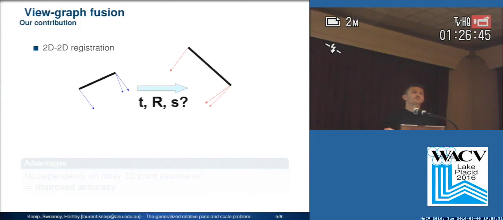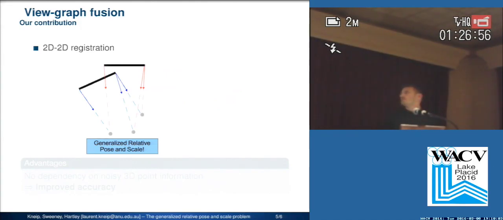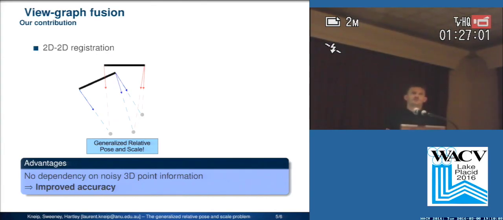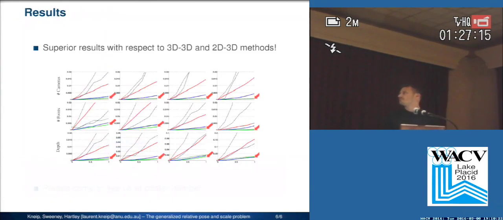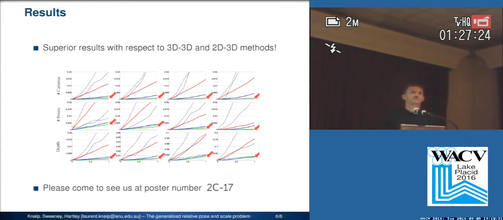So the main contribution of the paper is presenting a direct 2D registration process that aims at registering directly from the 2D measures. They call the process the generalized relative pose and scale problem. The advantages are somehow obvious. First of all, there's no dependency on the 3D points, so they don't suffer from this noise pattern, and it leads to improved accuracy, as you will see in the poster, in the several experiments that they have done. The poster number is 2C17.